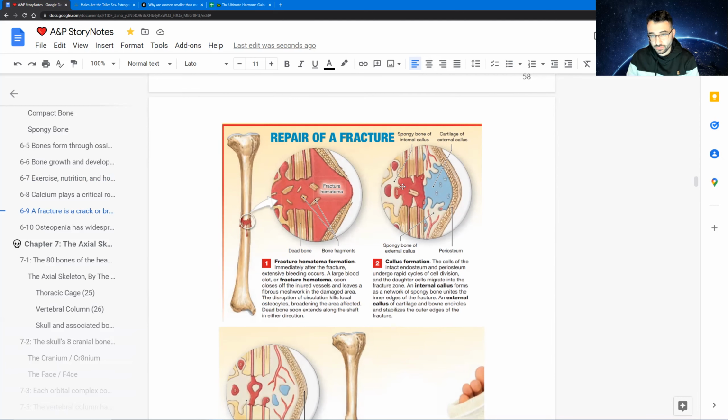So this, the external bone here is starting to repair itself, the periosteum, and then the internal bone. So it's called a callus. The cells of the intact endosteum and periosteum, so inside, outside, undergo rapid cycles of cell division. I thought they couldn't divide, and the daughter cells migrate into the fracture zone, this whole fracture hematoma. An internal callus forms as a network of spongy bone unites the inner edges of the fracture. An external callus of cartilage and bone, I guess, encircles and stabilizes the outer edges of the fracture.